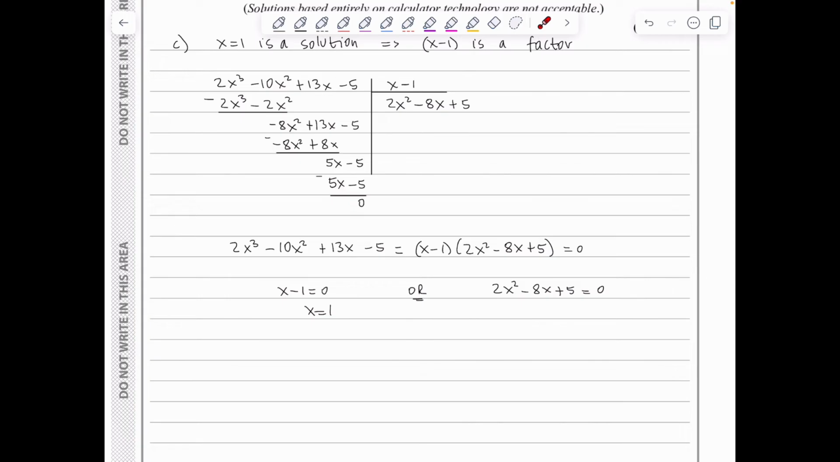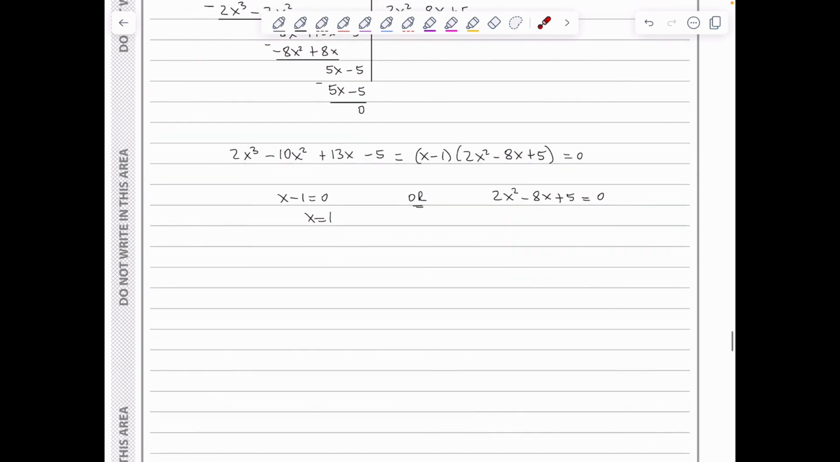Now, for solving 2x squared minus 8x plus 5 is 0, we will be using the quadratic formula, which means that we have that x is minus b, so minus negative 8, plus minus the square root of b squared minus 4ac, and all of it over the 2a, so the 2 times 2. Plug everything on the calculator to get that x is 4 plus minus root 6 over 2.